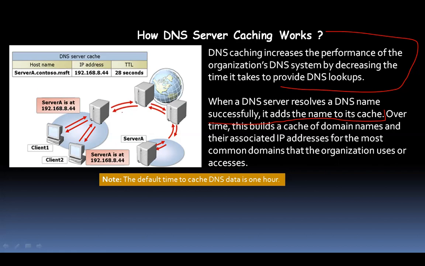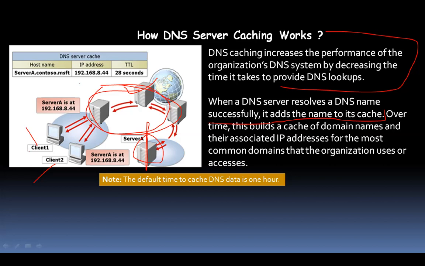For example, guys, what will happen here? This is client one, this is client two, and this is client one again. This server is at 192.168.8.44. So they are accessing this server again and again. For this and for this, there is no difference, it is going to the same server, server A. So what will happen here? The DNS server caches it. For example, this is my DNS server, or you can consider any DNS server here. This is the destination. So the host name server A dot contoso dot microsoft.com, for example, and the IP address. This is server A, and this is TTL 28 seconds. So it will keep it in that memory.